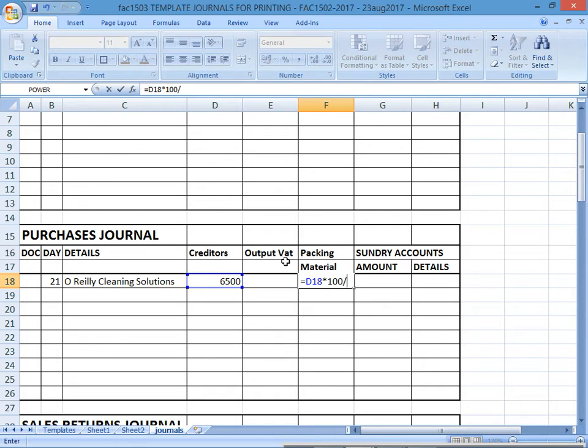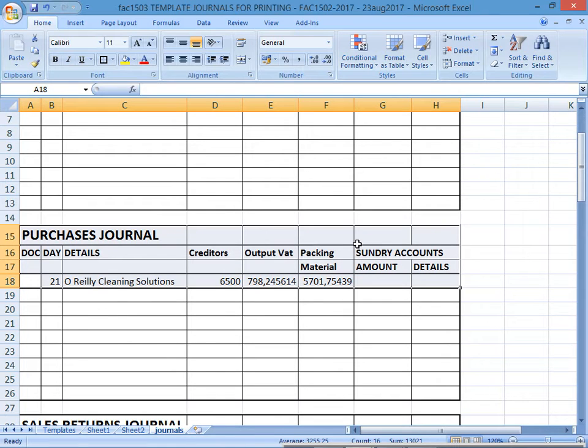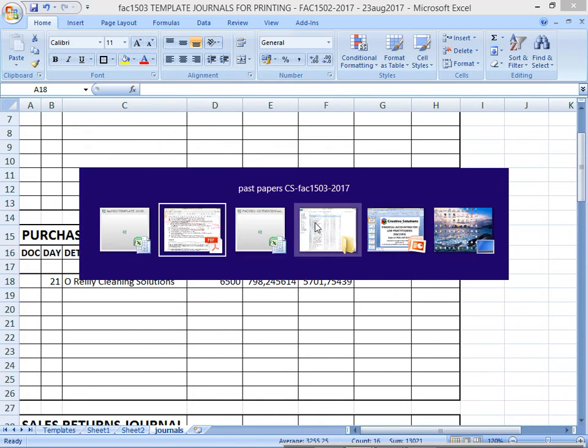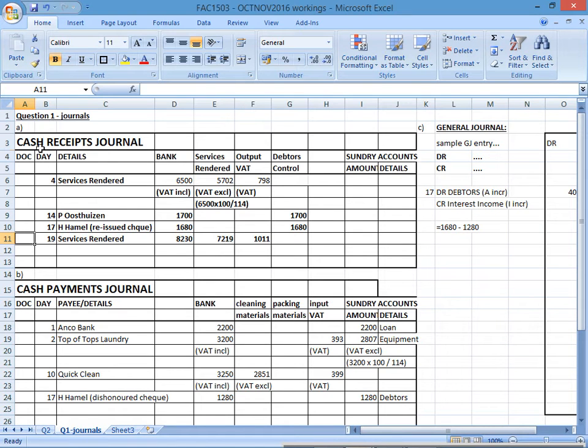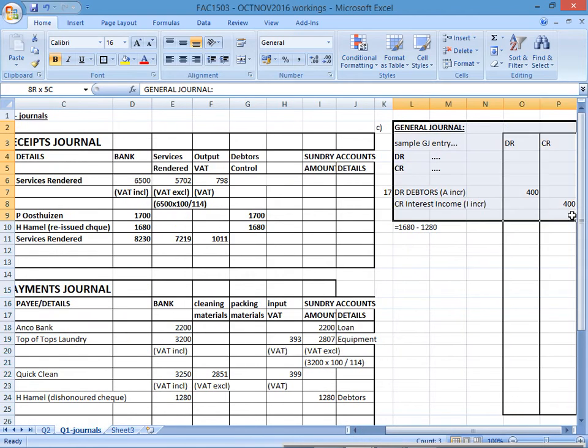This times 100 divided by 114. This minus that. Okay, this is what you would show if they asked you for the journal. Did they ask you for the journal? No, they didn't. Okay, but they gave you the general journal. So I can't record this here, I can't record that there. So where am I going to record it? Here in the general journal.